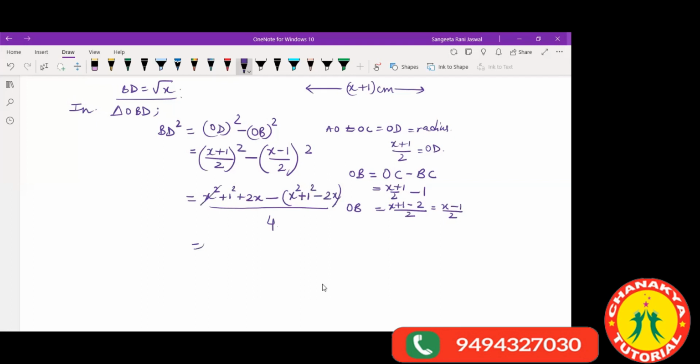Now from here I can see x square and x square will cancel if I multiply this with the outer negative sign. So this becomes minus x square. X square minus x square will cancel out, and 1 square minus 1 square will also cancel out. Now I'm left with 2x plus 2x by 4. So this gives me 4x by 4. 4 gets cancelled, and I have just x with me. So BD square is equal to x, which implies that BD is equal to root over x. This is what we wanted to prove.